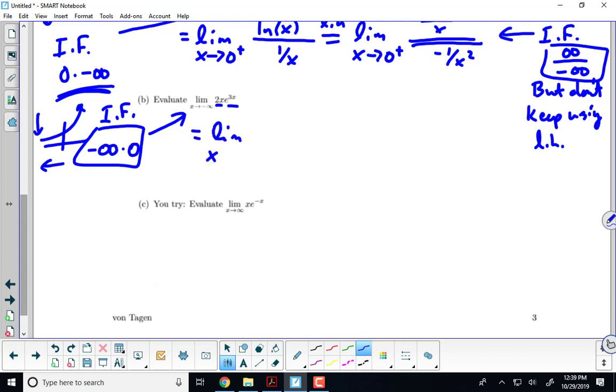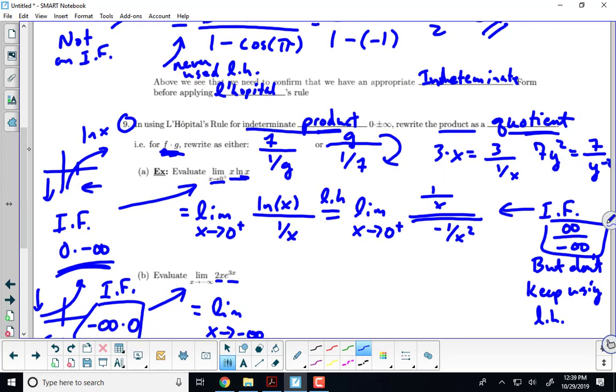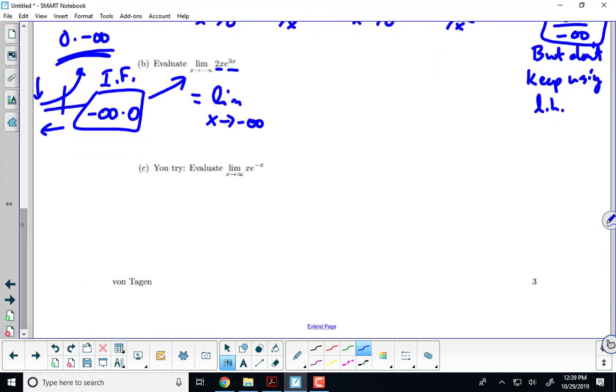So let's go ahead and rewrite it. That's what our rule of thumb says: if you have an indeterminate product, try to rewrite it as a quotient. So in this case, I'm going to take the 2x and keep it above the line, and I'm going to rewrite this as e to the minus 3x. What did I do there? I brought the e to the 3x below the line, but then I also inverted it. Now the numerator is still heading towards infinity, and my denominator is also heading towards infinity. So it has the indeterminate form infinity over infinity.